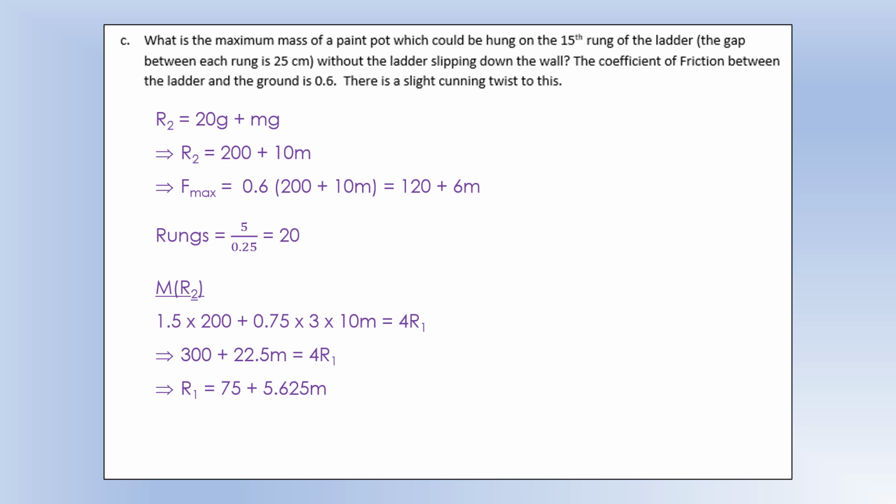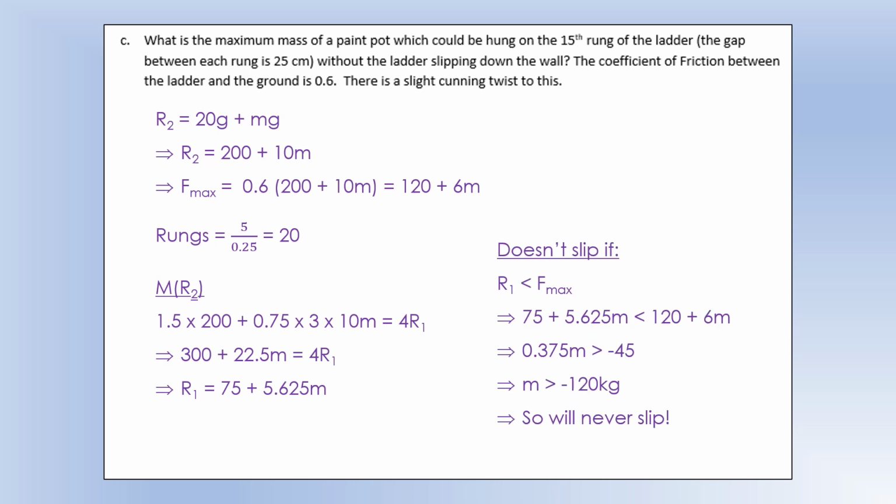So then the final stage is we know it doesn't slip if R1 is less than the maximum friction. If it's anything up to the maximum friction, that's going to be fine. So we can put our expressions for R1 and for F max into this expression, and then rearrange to make M the subject, and we end up with an inequality that says that in order to fulfill this condition, the mass has to be greater than minus 120 kilograms. So what this means is it will not slip if the mass is greater than minus 120.